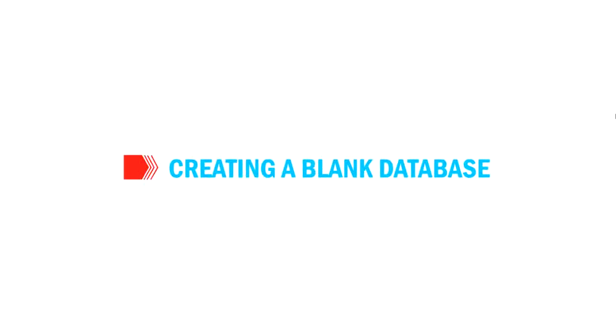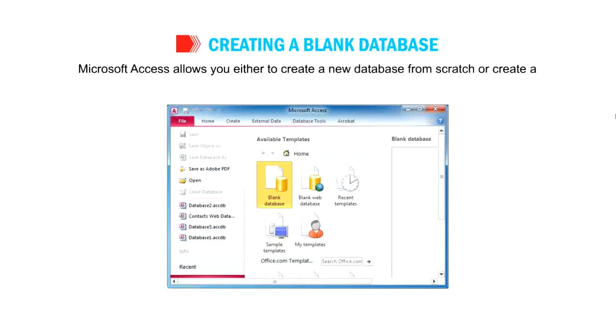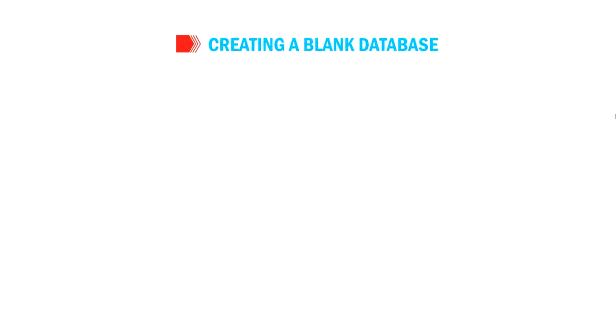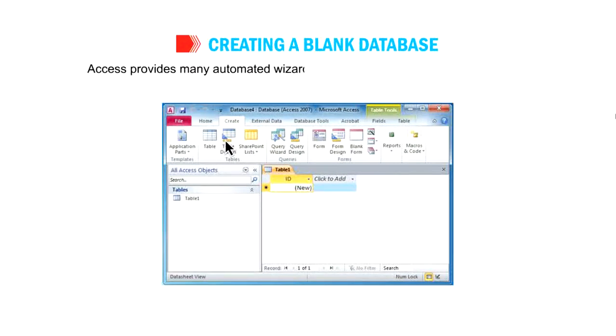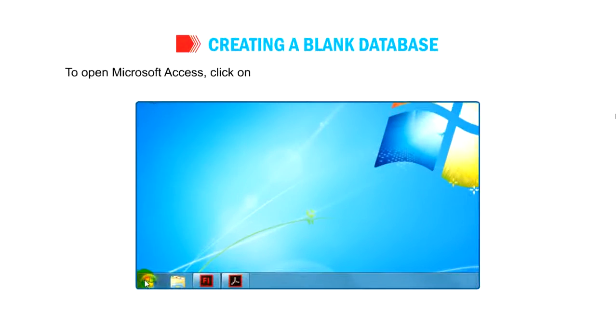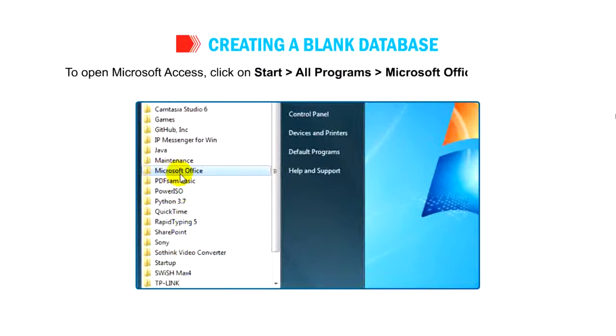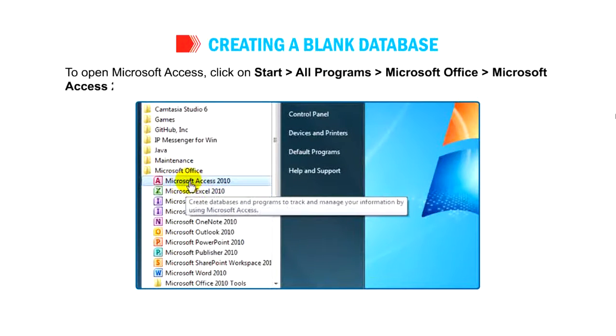Okay, students, now let me tell you how to create a blank database. Microsoft Access allows you either to create a new database from scratch or create a database by using pre-installed templates. Access provides many automated wizards that help in making a database, tables, forms, reports, etc. To open Microsoft Access, click on Start, then go to All Programs, then go to Microsoft Office, then go to Microsoft Access 2010.